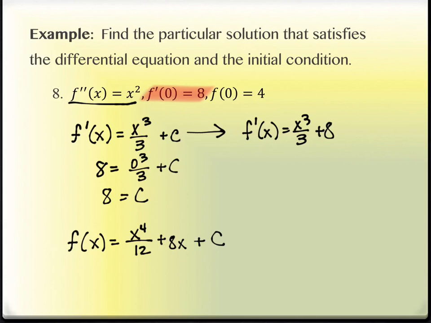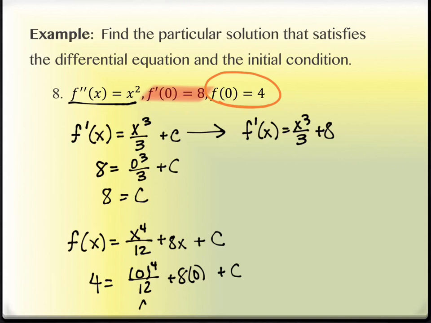And then I'm left with this last piece of information. F of 0 is 4. So I have 4 on the left. I have 0 to the 4th over 12 plus 8 times 0 plus c. What's c? It's 4. So my final answer for my original function is that f of x equals x to the 4th over 12 plus 8x plus 4.